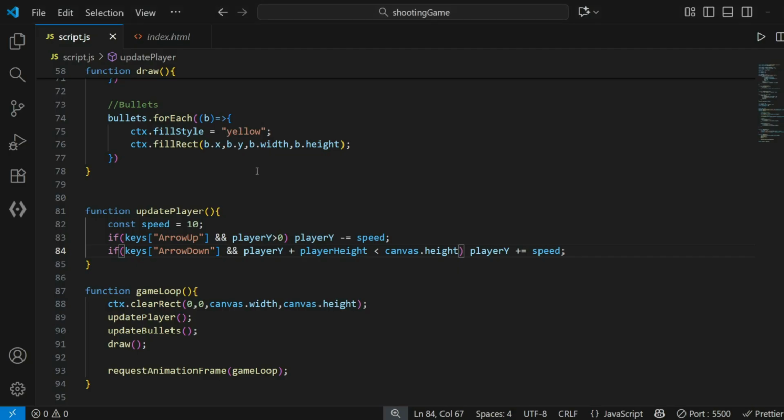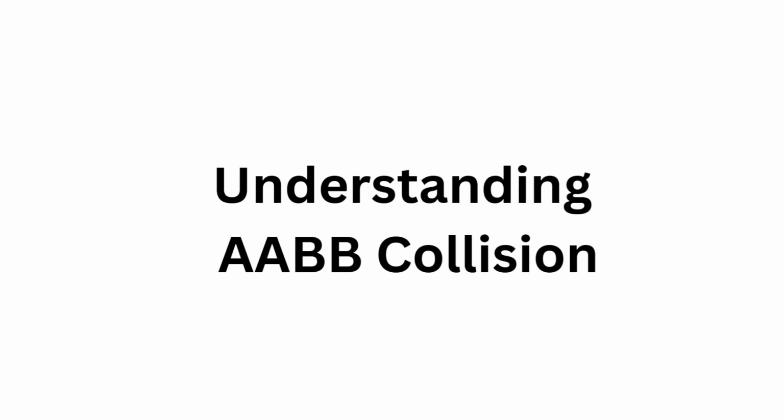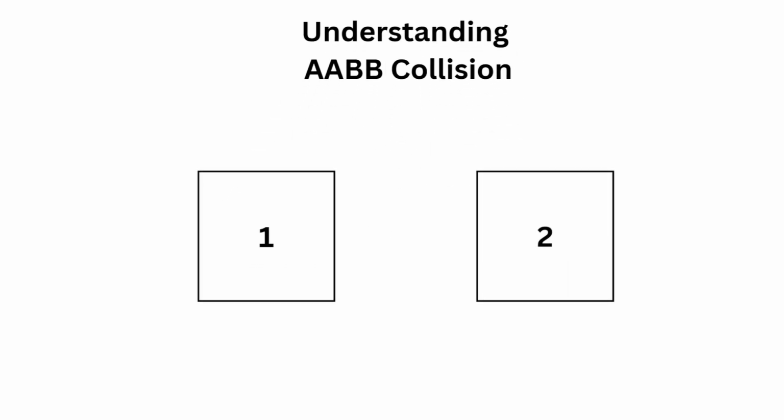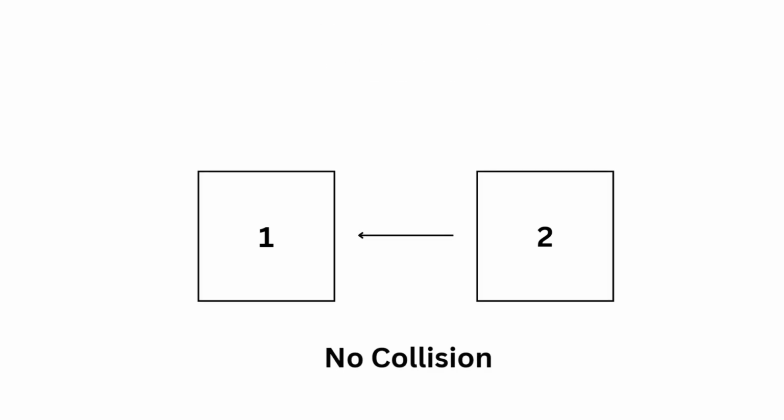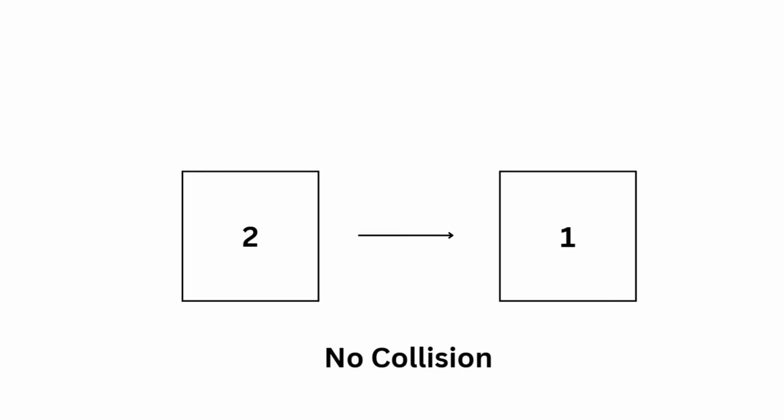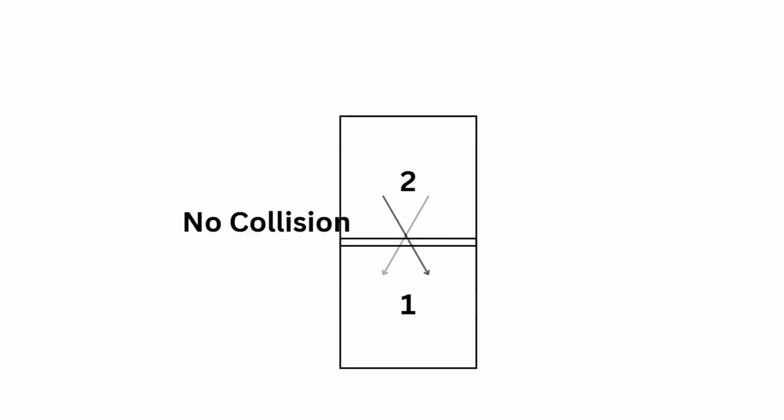Now let's move on to detecting collisions and actually deleting these targets once our bullet hits the targets. If our bullet hits the target, both the bullet and the target will disappear. And for that, we will have to check for our collision. Now let's go about understanding the AABB collision. So let's say we have two rectangles. One is rectangle 1 and the next is rectangle 2. Now the two rectangles don't collide if one is completely to the left, completely to the right, similarly above, or below the other.